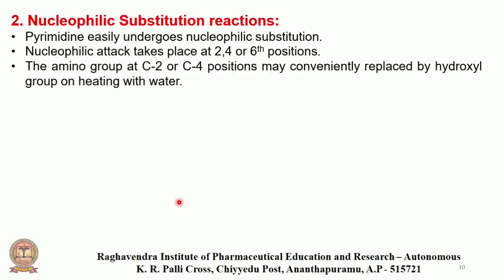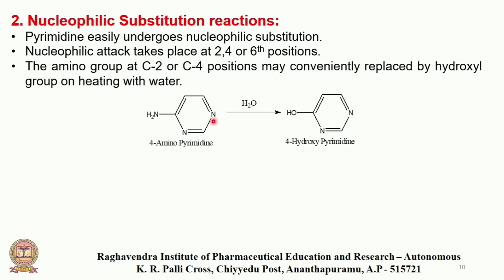Next, coming to nucleophilic substitution reactions, where there is more electron deficiency, nucleophilic attack takes place easily. In pyrimidine, the nucleophilic attack takes place at either the C2 position or the C4 position, and also the 6th position. At the 2nd, 4th and 6th positions, nucleophilic substitution easily occurs, because these positions are mostly affected by the nitrogen atoms.